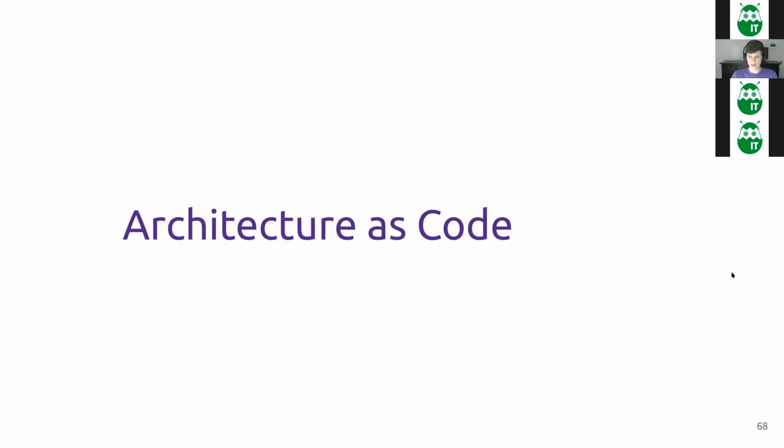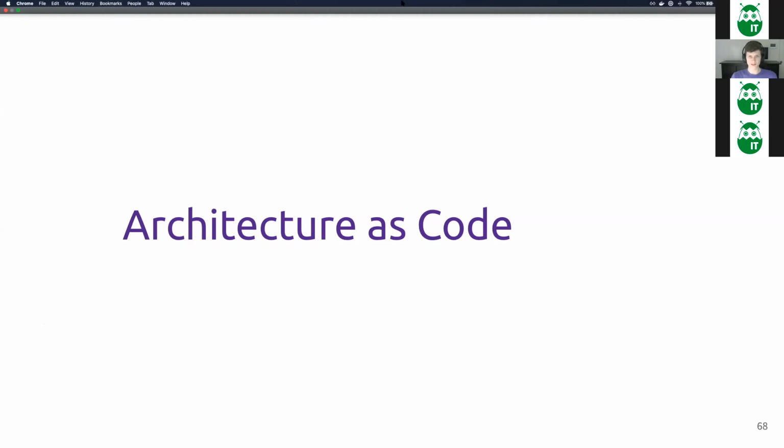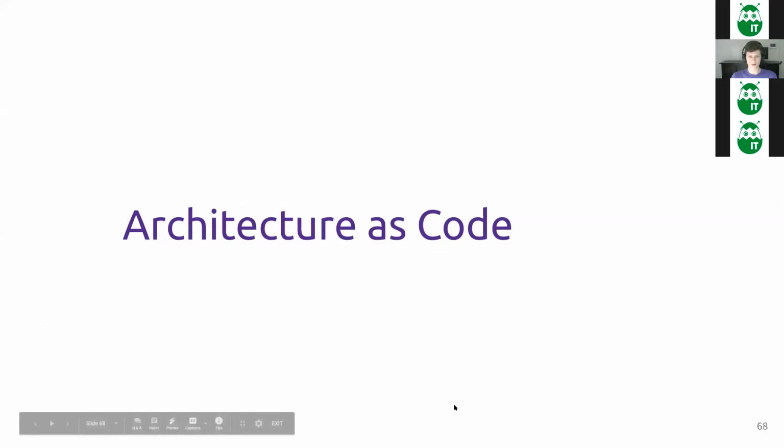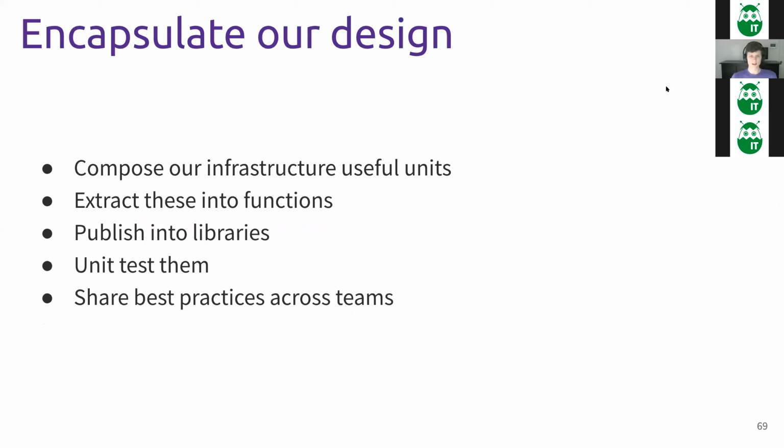Okay, so moving on here, we're going to talk a little bit about architecture as code. We hear a lot about infrastructure as code, but not so much about creating reusable components and architecture. It's certainly possible to do in YAML and DSLs, but this is our bread and butter when working with programming languages, right? So we want to encapsulate our design. We want to compose our infrastructure into useful units. We want to extract these into functions, publish them into libraries, unit test them, and be able to share these best practices across our teams.